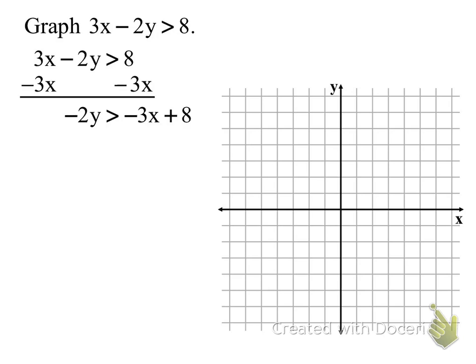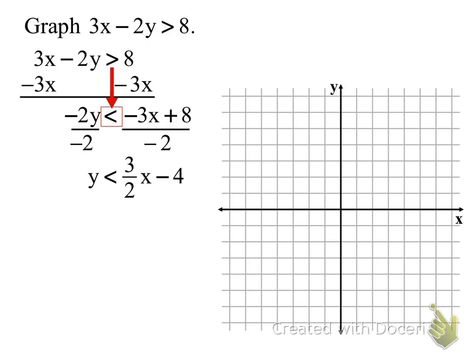Close. You're forgetting the rule of dividing by a negative with an inequality. Did you switch? Yep. So y is less than negative 3 over 2 x plus 4.